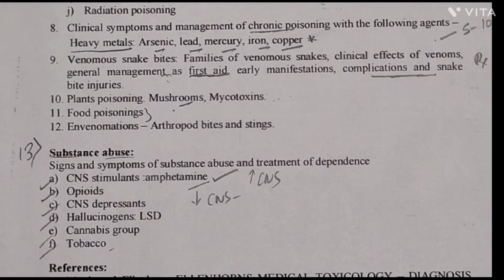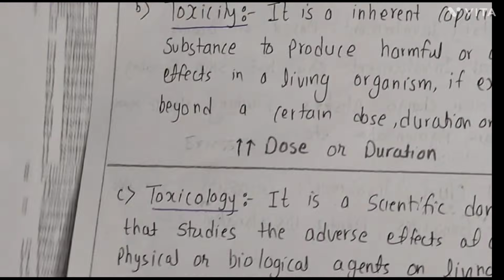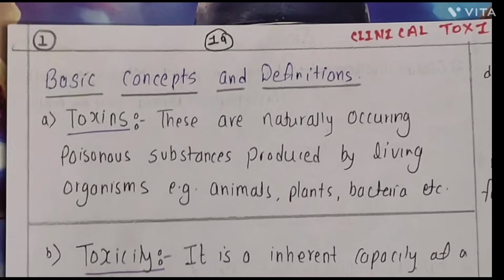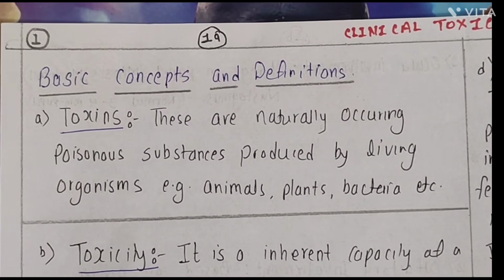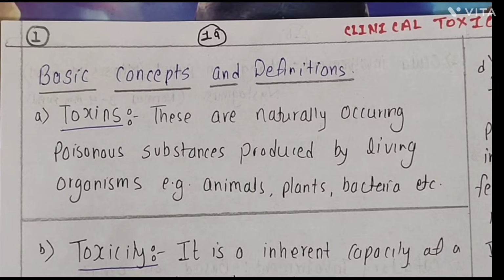So now, without taking much time, I'll just explain the basic concepts in today's class. That is the basic concept of clinical toxicology. Then we will end the first class. Then from the second class onwards, we will enter into the syllabus, right? So now here we can see in clinical toxicology, there are some basic concepts and definitions. We will try to understand them today.